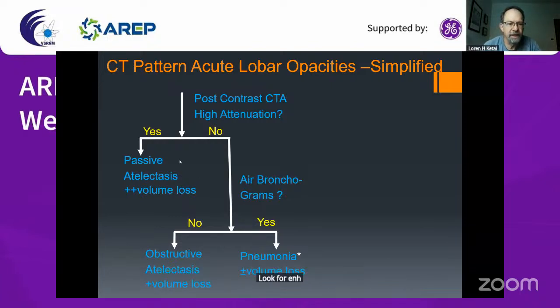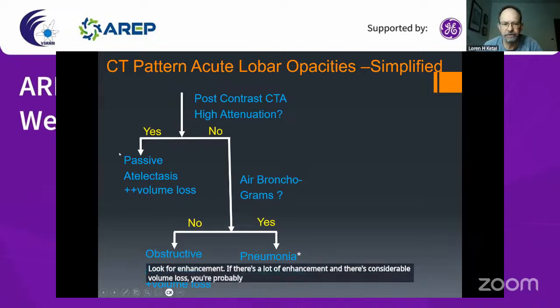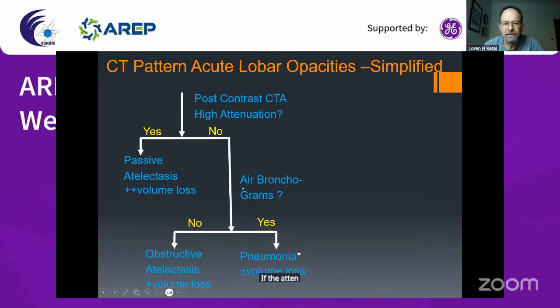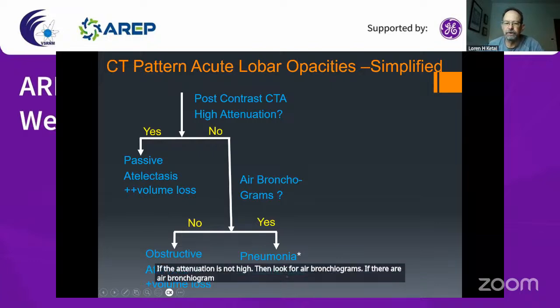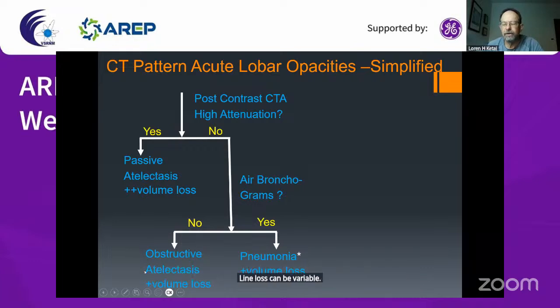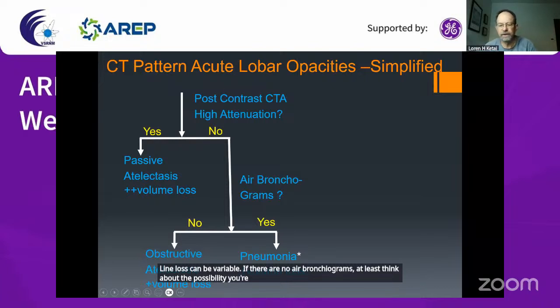If there's a lot of enhancement and there's considerable volume loss, you're probably looking at passive atelectasis. If the attenuation is not high, then look for air bronchograms. If there are air bronchograms, you're probably looking at pneumonia. Volume loss can be variable. If there are no air bronchograms, at least think about the possibility you're looking at obstructive atelectasis rather than infection.